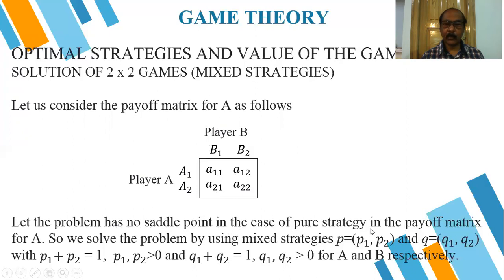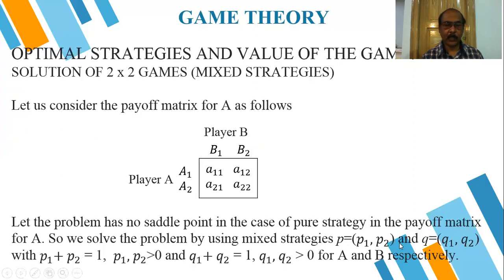In the case of the pure strategy, in the payoff matrix for A, there is no saddle point. So we solve the problem by using the mixed strategy. Let P1 and P2 be the probabilities for selecting the strategies A1 and A2 for the player A, and let Q1 and Q2 be the probabilities of selecting the strategies, or courses of action, B1 and B2 for the player B respectively. We are writing it this way.